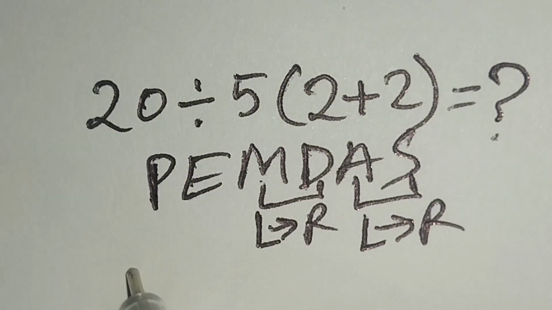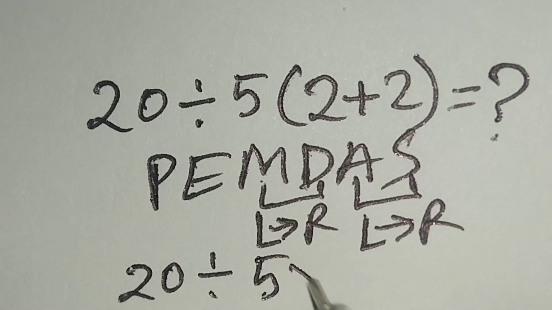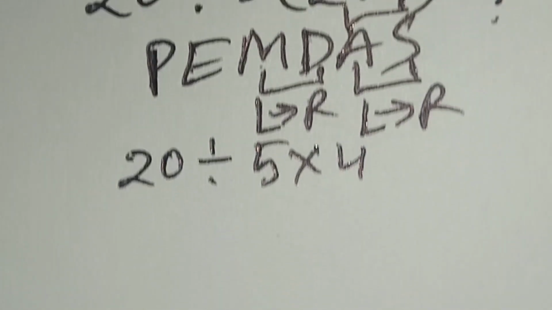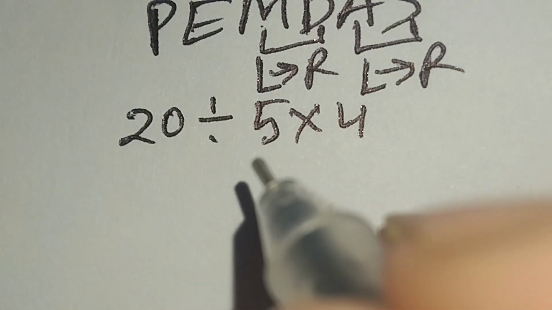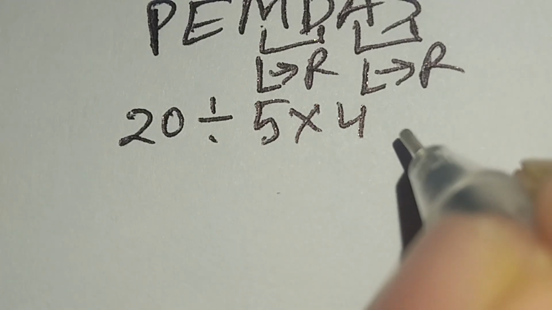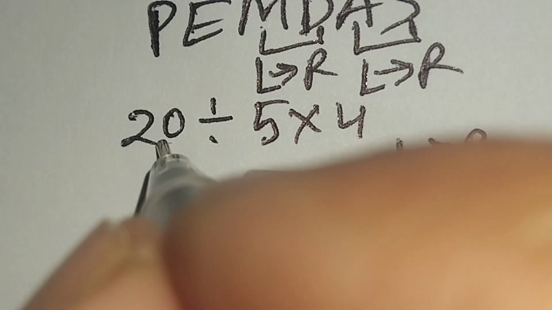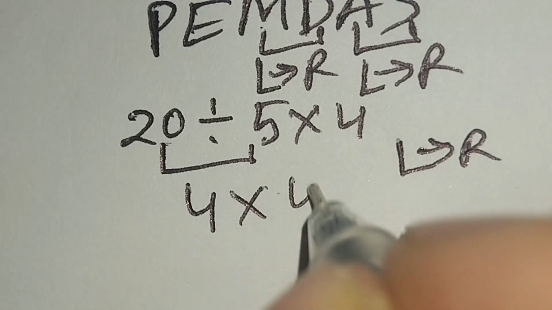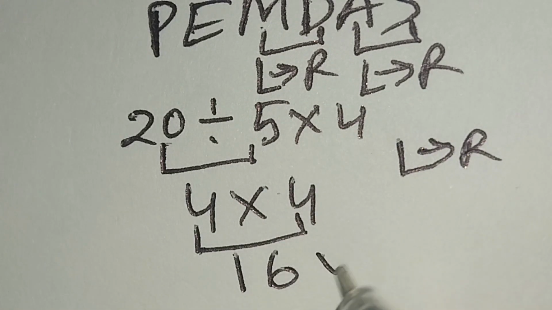Here this 20 divided by this 5 times this 2 plus 2 gives us 4. Now I have to work with this division, because division and multiplication have same priority, and we have to work left to right. Therefore this 20 divided by 5 gives us 4, multiply this 4. 4 times 4 gives us 16. And this is correct answer.